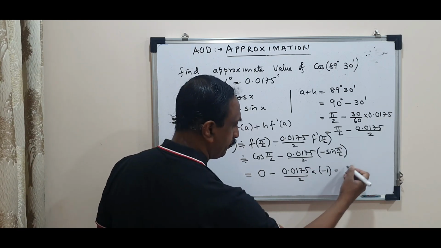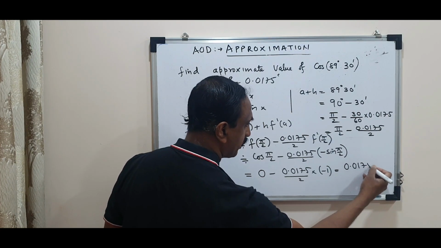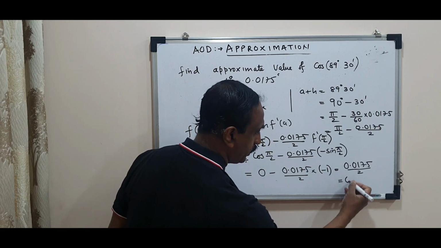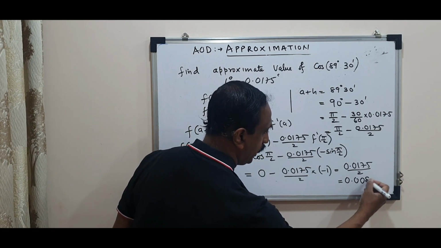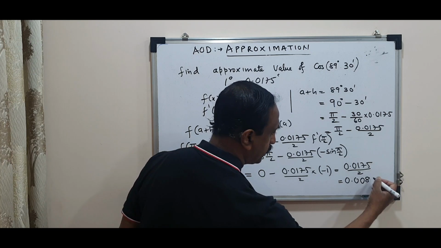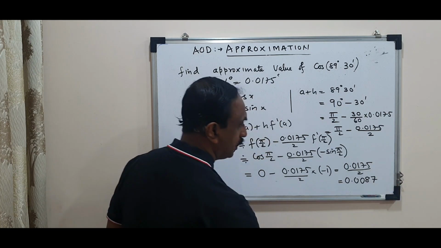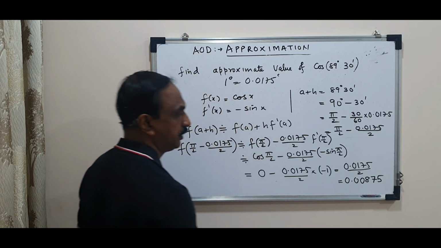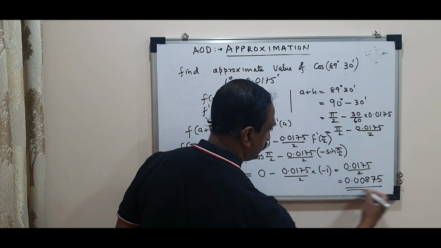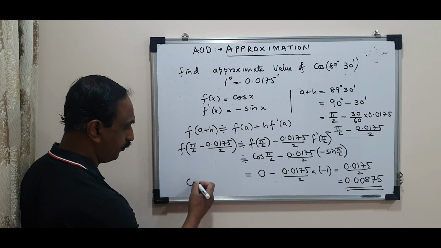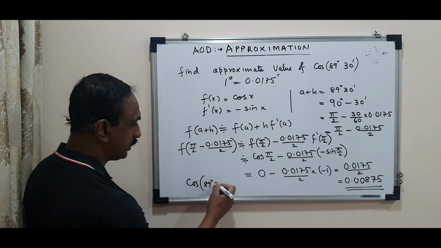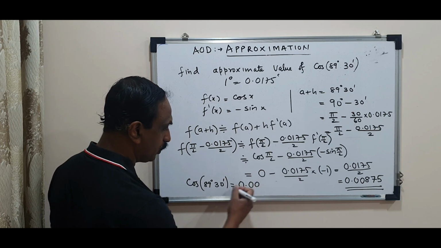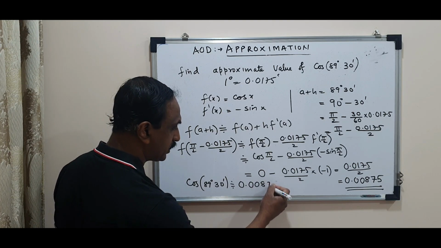So my answer becomes 0.0175 divided by 2, which is equal to 0.008775. So that becomes my answer. So cos of 89 degrees 30 minutes is approximately equal to 0.008775.